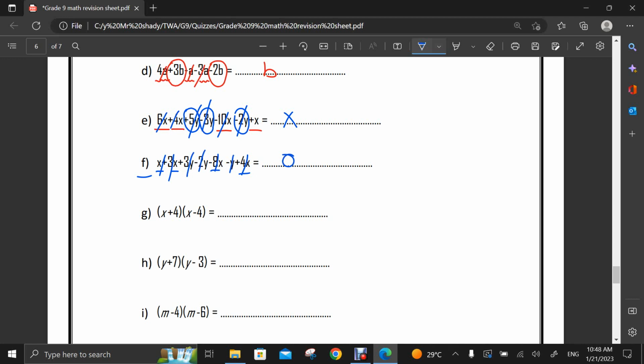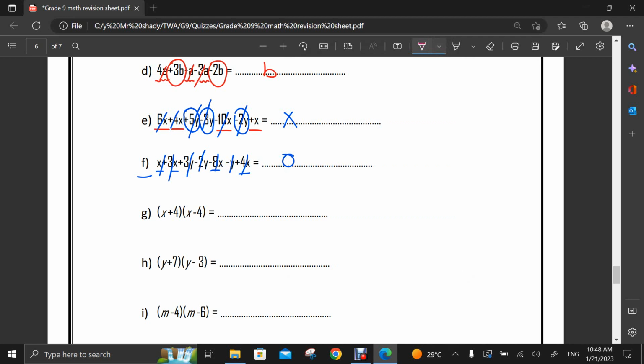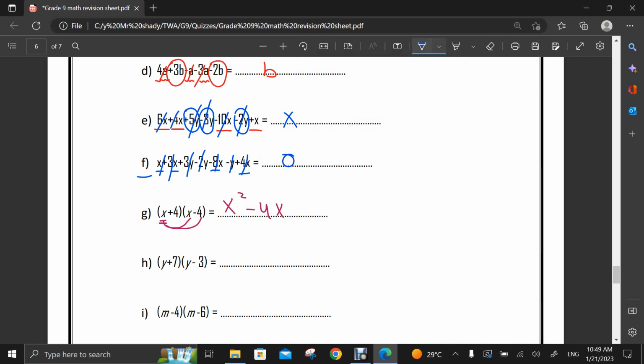Let's expand letter G, x plus 4 multiplied by x minus 4. So how to expand it? To expand it, you multiply the first term here, which is x, times the first term in the second bracket, and the second term also. So x times x is x squared, and x times negative 4 is negative 4x. And then you will do the same thing with positive 4. So positive 4 times x and positive 4 times negative 4. Positive 4 times x is positive 4x, and positive 4 times negative 4 is negative 16.